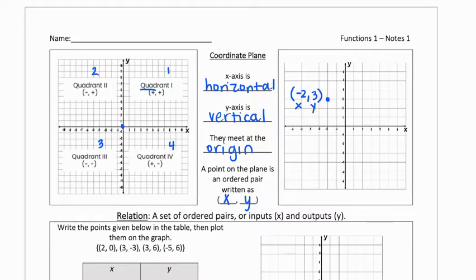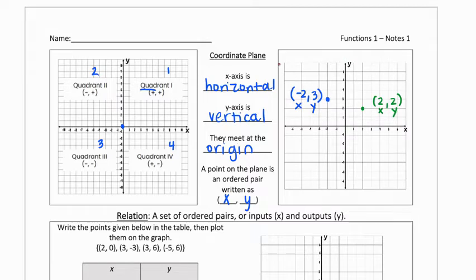So those are going to be the directional signs that we're going to be using. So in our next point that we'll try, let's look at where 2, 2 would be. So if I say 2, 2, those are both positive. So on my x-axis, I'm going to go 2 to the right, and on my y-axis, I'm going to go 2 up. So that means that I've landed in quadrant 1. My x was +2, and my y was +2. So I went right 2 and up 2.